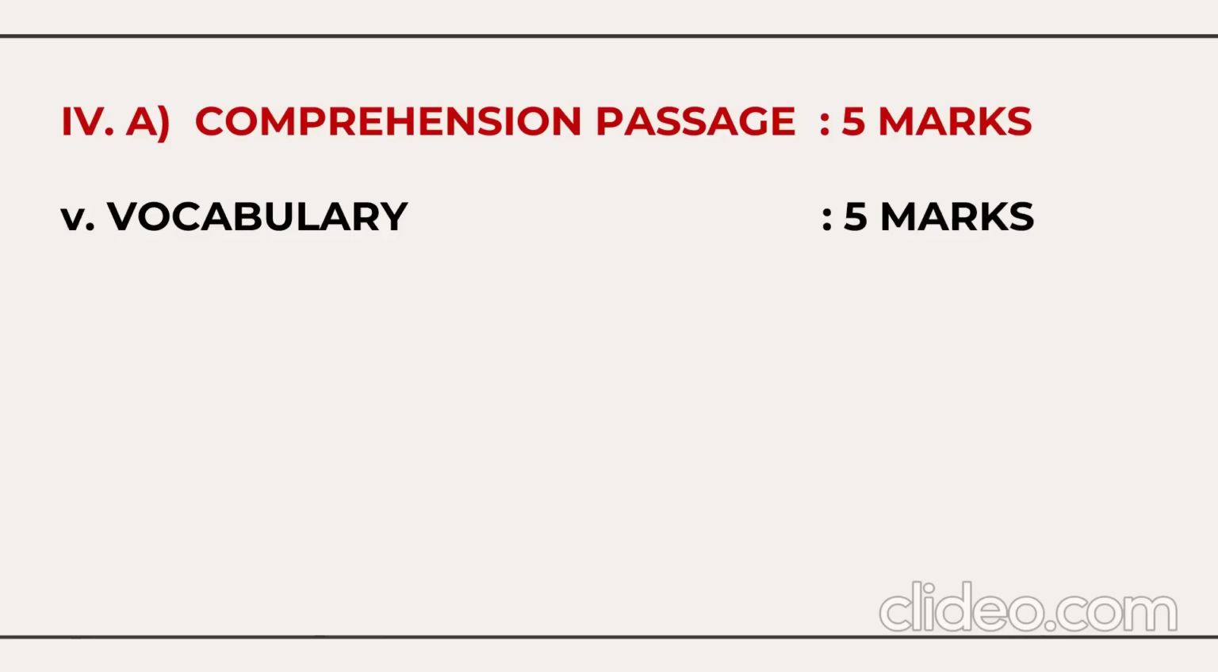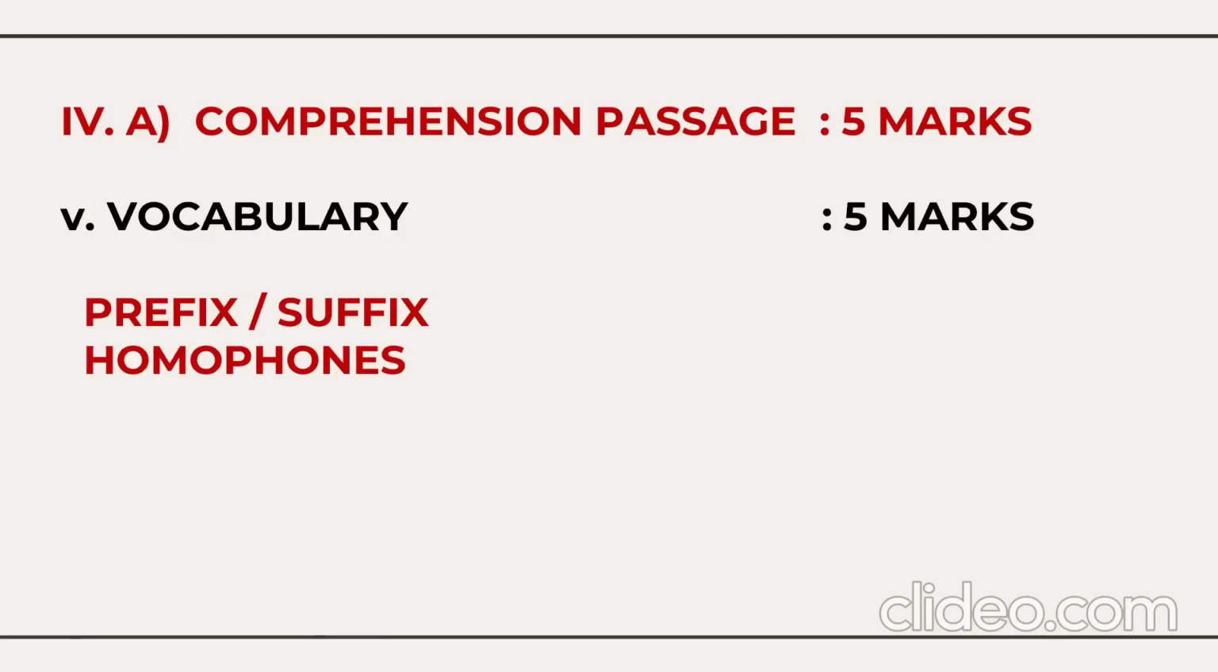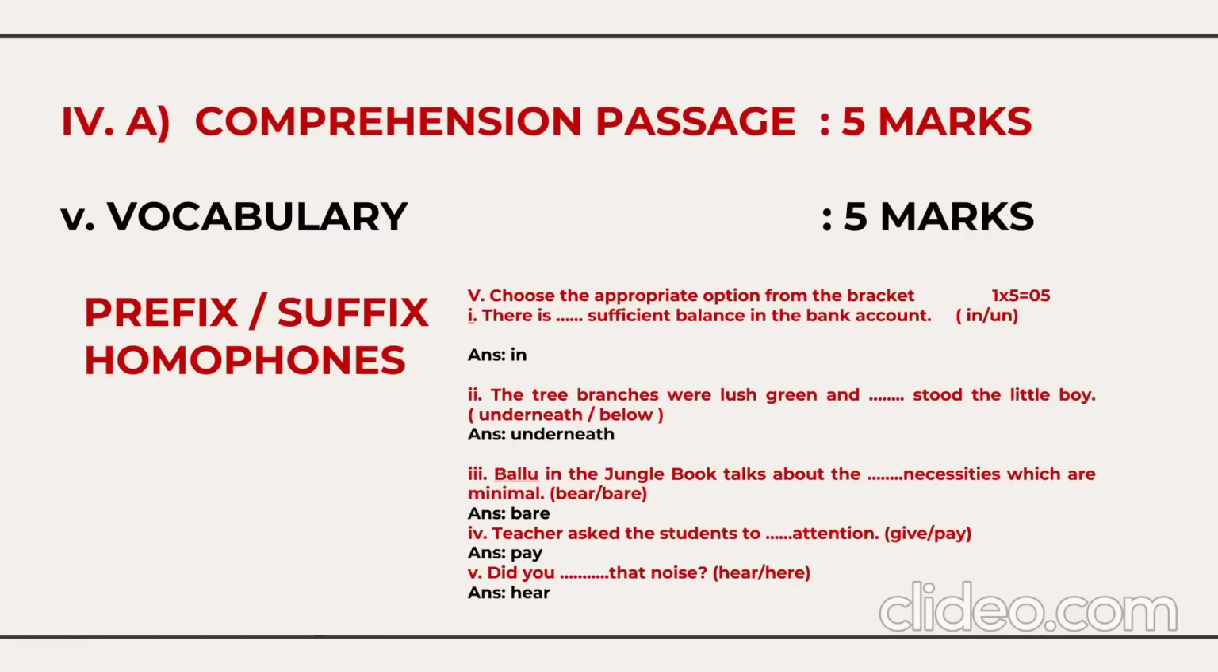So 5 questions will be asked. How? They'll be asking the question from prefix, suffix, homophones. So I'll give a sample from the model question paper like this. For example, here it's a prefix: insufficient, right? Underneath or below, whichever the most suitable word, right? Bear. Here, homophones. Then here, whichever is the most suitable word here.